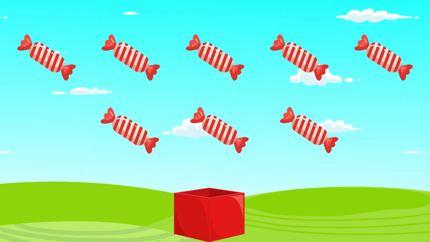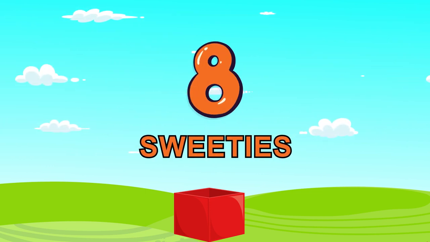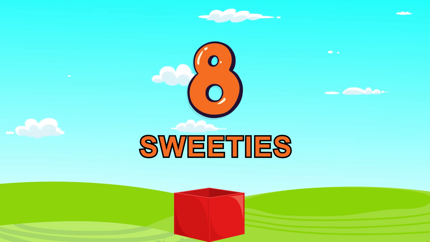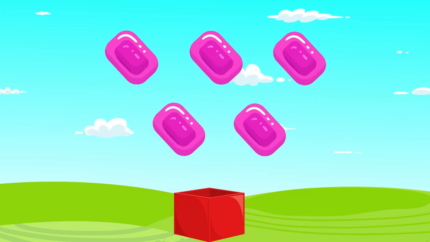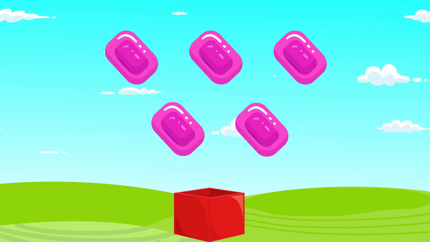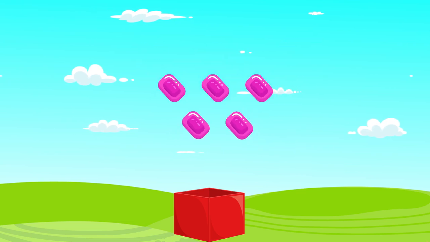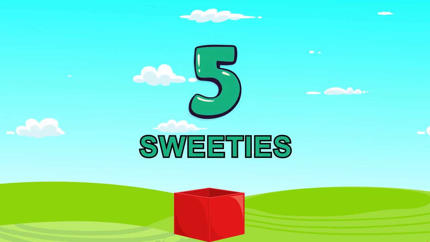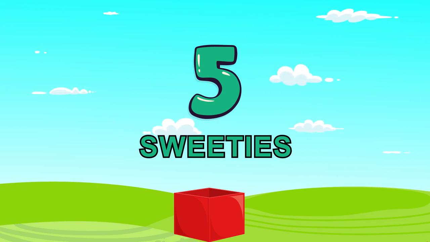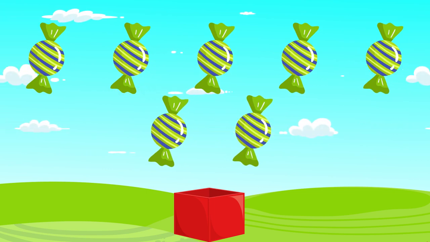1, 2, 3, 4, 5, 6, 7, 8. 8 sweeties. Yay! How many sweeties can you see? 1, 2, 3, 4, 5. 5 sweeties. Yay! How many sweeties can you see?